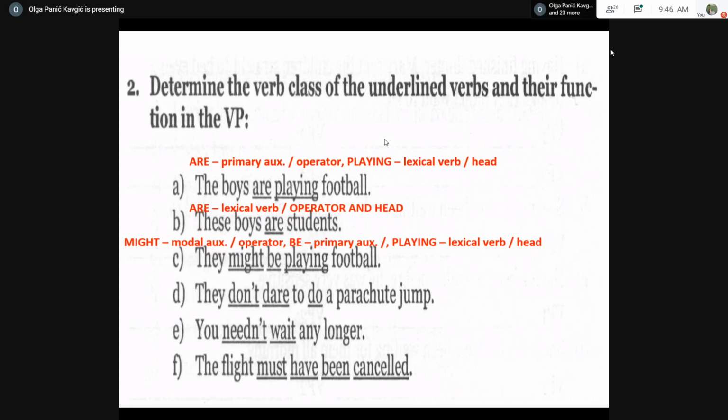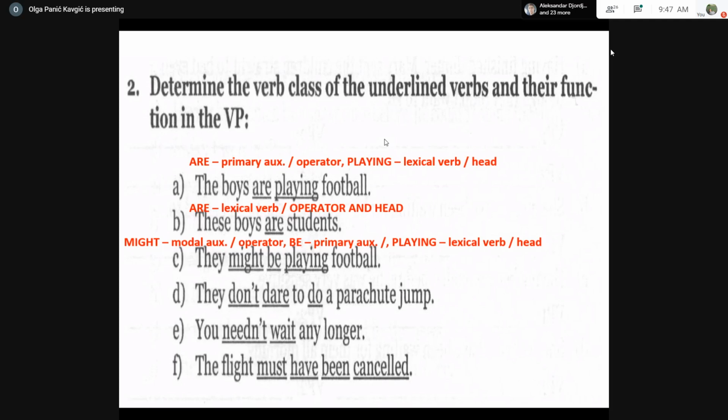Where is the head of the VP? Dare. Dare. Okay, good. Dare is the head, and at the same time, if it's the head, it's the lexical or main verb. What about don't? It's an auxiliary. Which category, class? Primary. Primary auxiliary. Good. And at the same time, you see immediately it already has this negative element, not. So what does it do? I mean, what's its function as well? If it's the only auxiliary. It's an operator. Operator, very good.